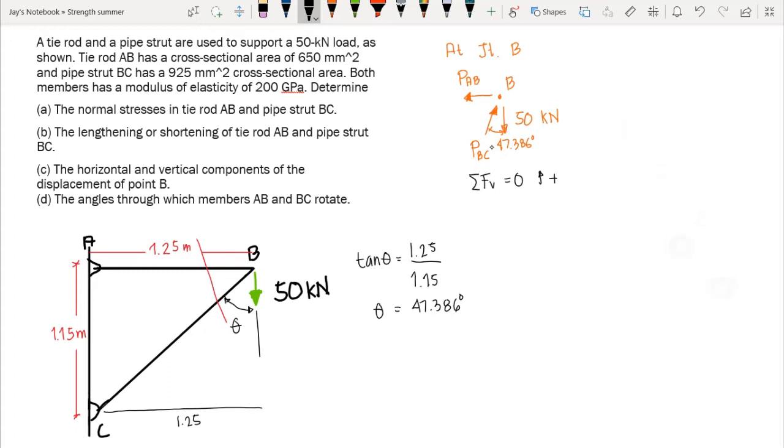Okay, so we have summation of force vertical. We have the vertical component of axial load PBC, and we know from your statics that we use cosine, correct, of 47.386 degrees.